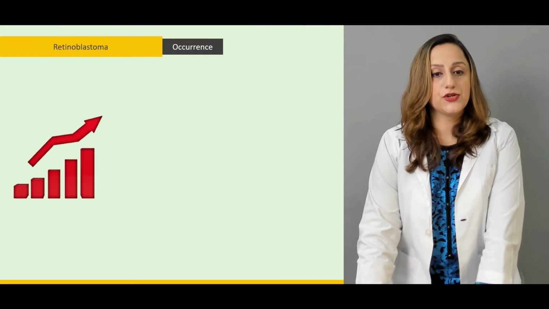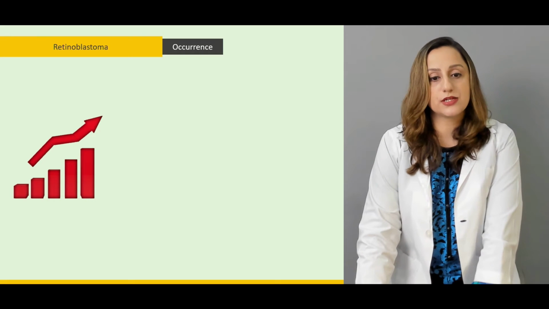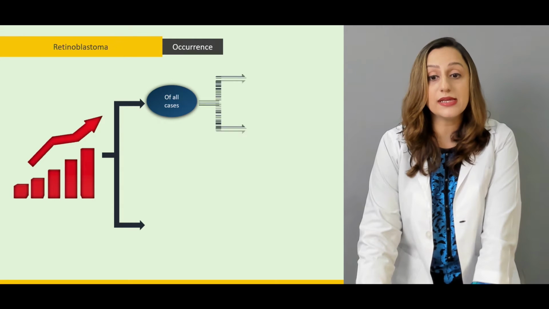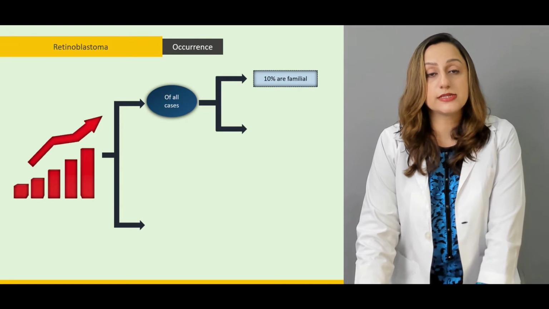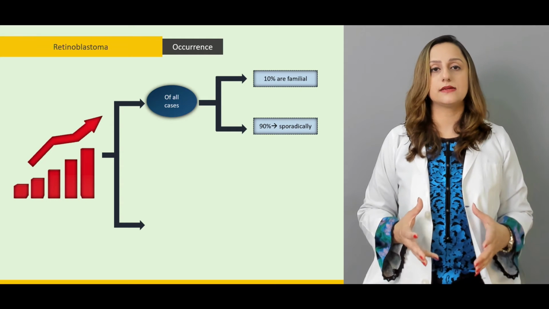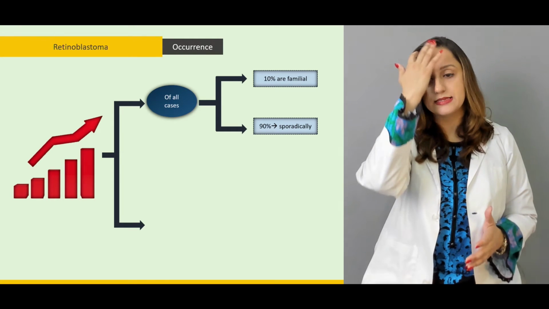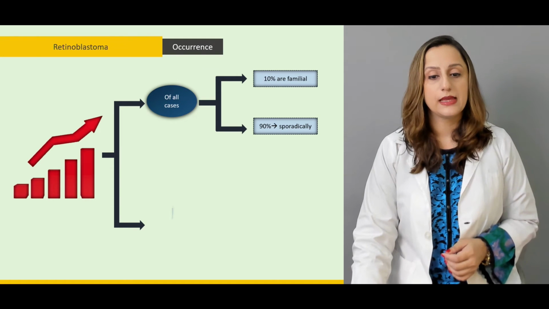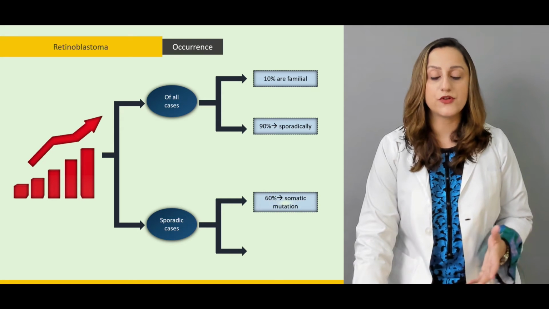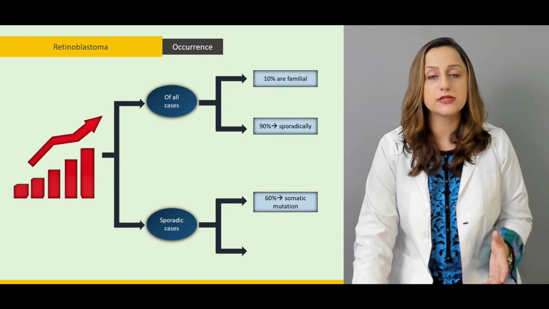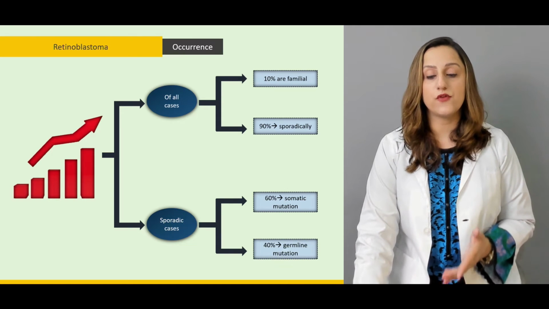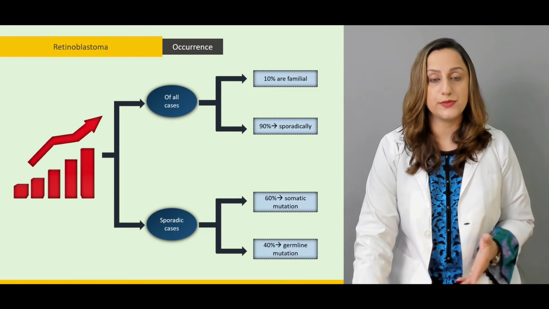Then finally, the occurrence or the prevalence of this condition, just having a look at the statistics over here. Of all the cases that we talk about, 10% are familial, and then we have 90% sporadically occurring cases in these patients. Then we can further classify the sporadic cases into 60% who are suffering from somatic mutations, and 40% who are suffering from germline mutations.